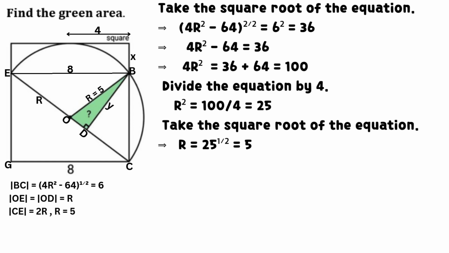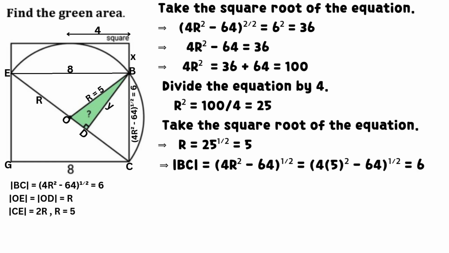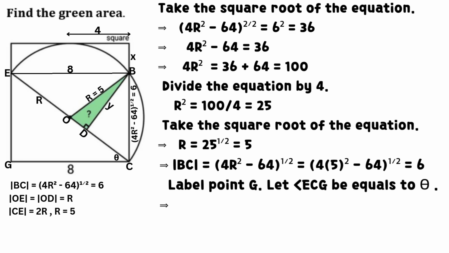Divide the equation by 4. We have that the square of R equals 100 divided by 4, which equals 25. Take the square root of the equation. Hence, R equals the square root of 25, which equals 5. This implies that line BC equals the square root of 4 times the square of R minus 64, which equals 6, after simplification of substituted values.